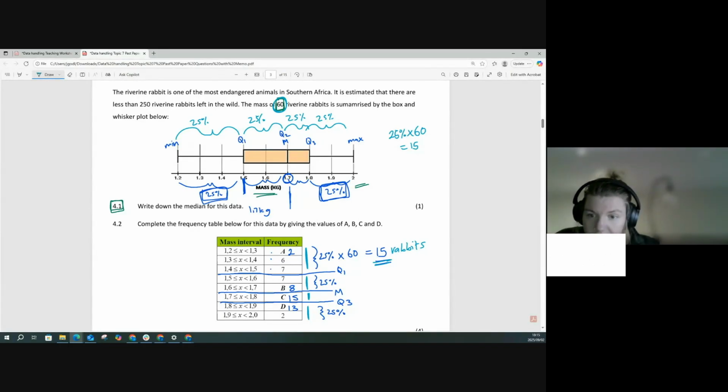How is 6 between? That's just telling you how many rabbits there were. So they just said there were 6 rabbits that were in between the weight of 1.3 kilograms and 1.4 kilograms.